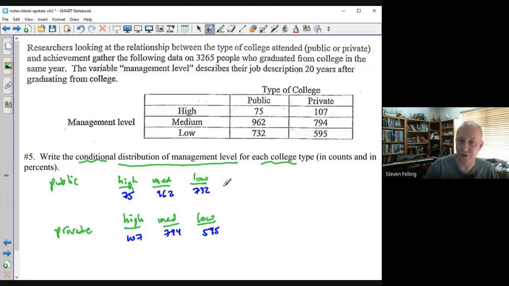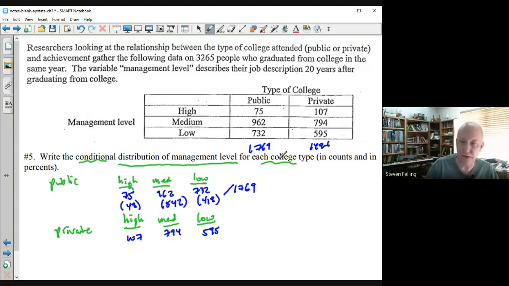So for us to do that, we would have to add up each of these, right? Public, we know, because we added it up before, was a total of 1769, and so 1496. So I'm just going to show this. This is acceptable on my work. If you just do this, I know you're going to use that divider for all of these to find these percentages. So 75 out of this turns out to be 4%. 962 out of that turns out to be 54%. And 732 out of that turns out to be 41%.